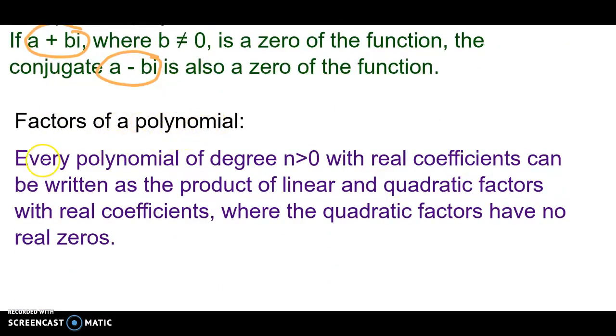Factors of a polynomial. Every polynomial of degree n greater than 0 with real coefficients can be written as a product of linear and quadratic factors with real coefficients, where the quadratic factors have no real zero. Ultimately this is saying that we can always write a polynomial as a product of linear factors, but also as a product of quadratic factors if the quadratic factors have no real zero.